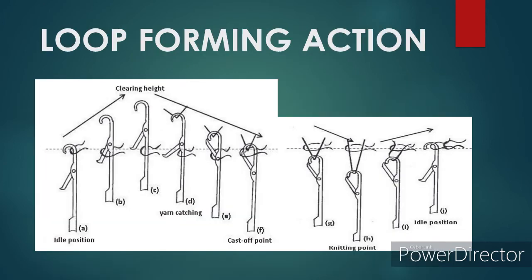Loop forming actions. To give you all a clear understanding of the loop forming action, the loop forming actions are split into 10 different positions of the knitting needle.